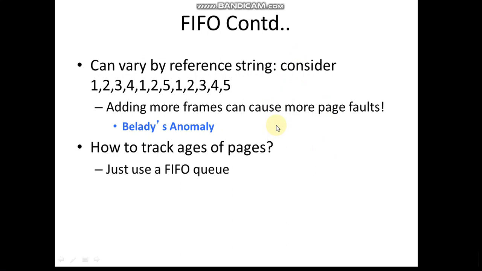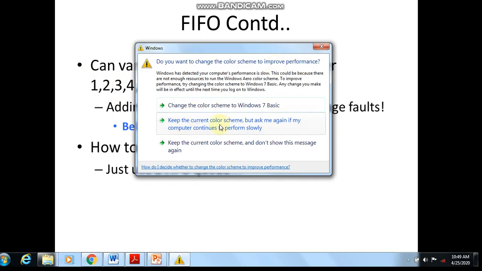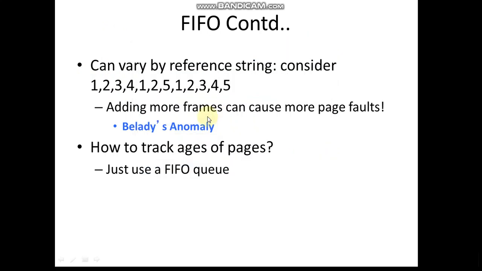We'll see here. Just try to solve this particular problem: given a reference string 1, 2, 3, 4, 1, 2, 5, 1, 2, 3, 4, 5. Initially take the number of frames as 1, then 2, then increase it to 3, then 4, then 5. If adding more frames can cause more page faults, then we call it Belady's anomaly.